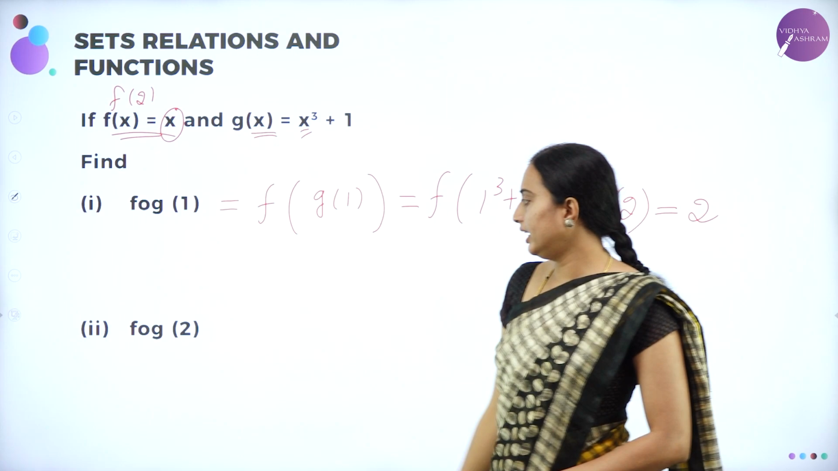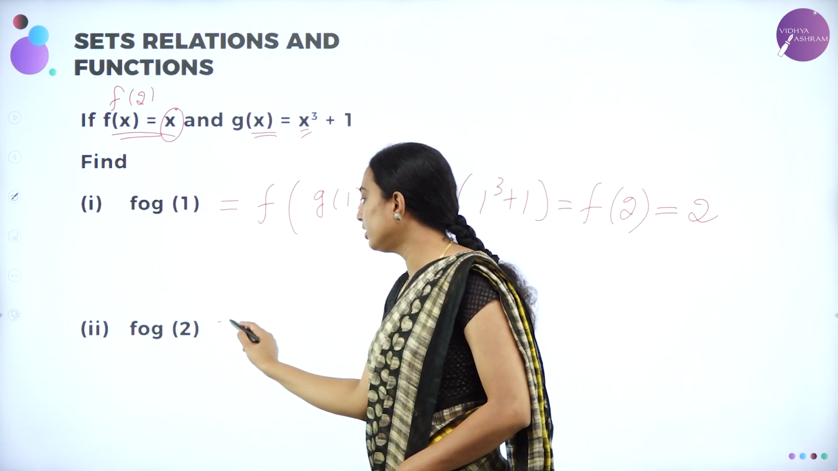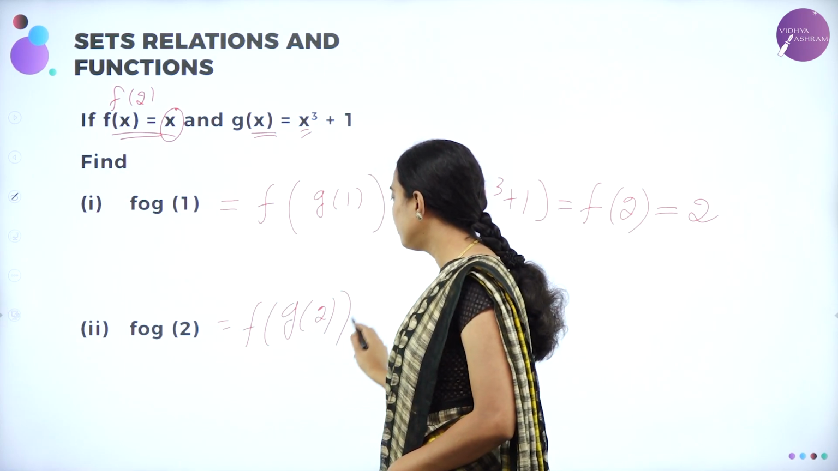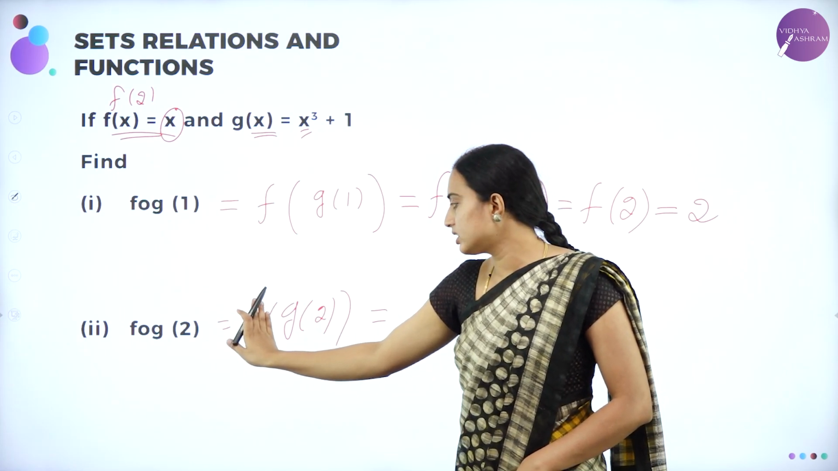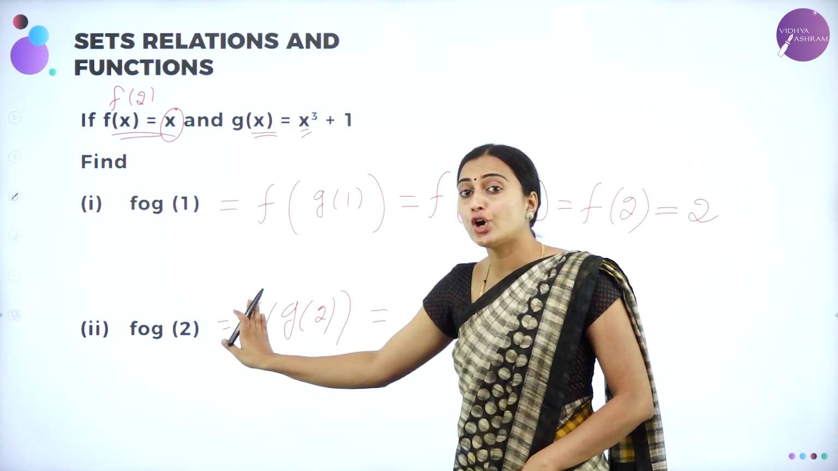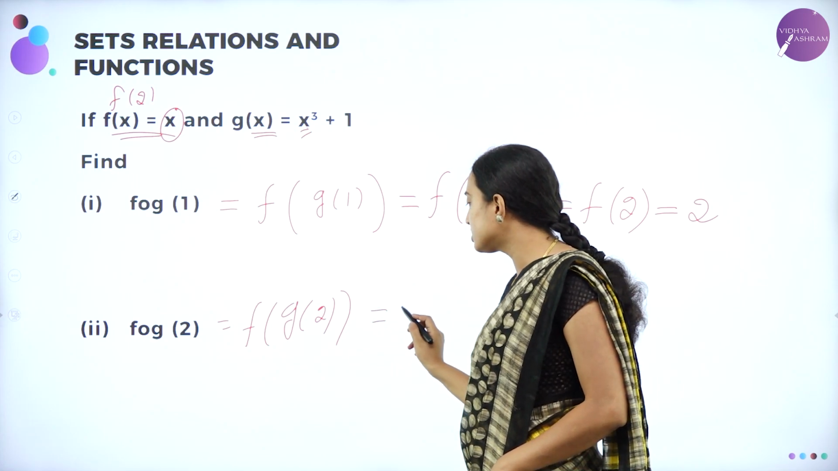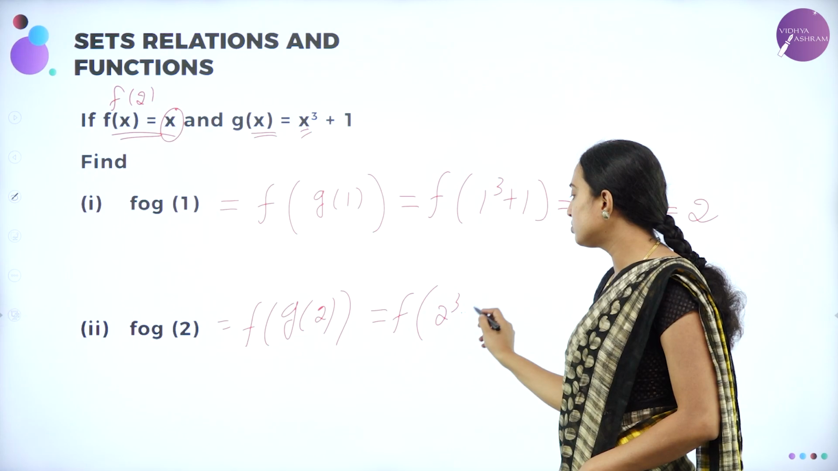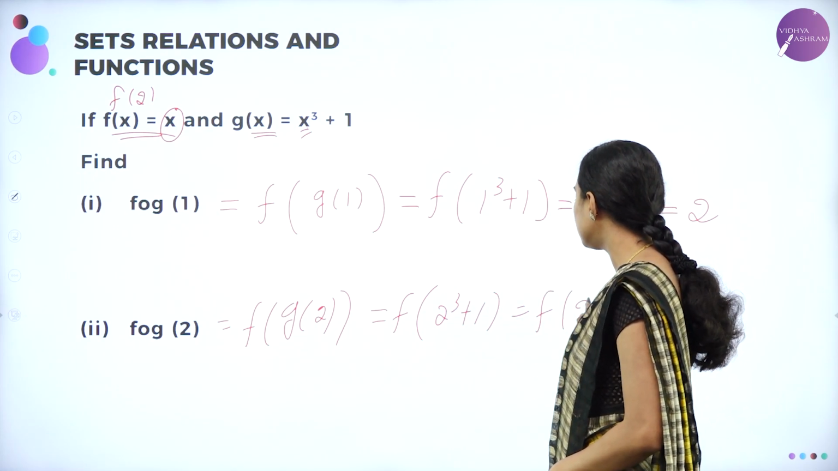They have asked you to calculate again fog 2. Same procedure. I am going to write it as f of g of 2. First you calculate inside the bracket, which is g of 2. Putting x equal to 2 in g of x, f as it is. G of 2 is 2 cube plus 1, which is 8 plus 1, that is 9.